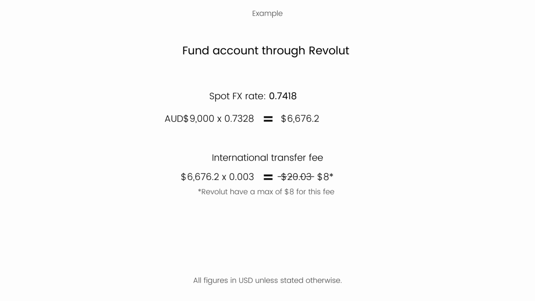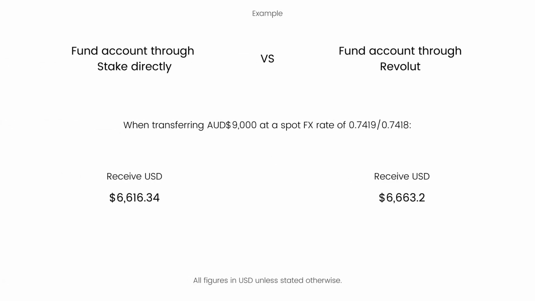However, instead of being 0.3%, at this amount of money, it would be more than their maximum fee of $8 US. So we would cap that at 8. And then finally, we take off Stake's USD deposit fee and would be left with 6,663.2 US dollars in our Stake account, which would result in a total savings from this one transaction of 46.86 US dollars. And I don't know about you, but in this scenario, using Revolut really makes sense.